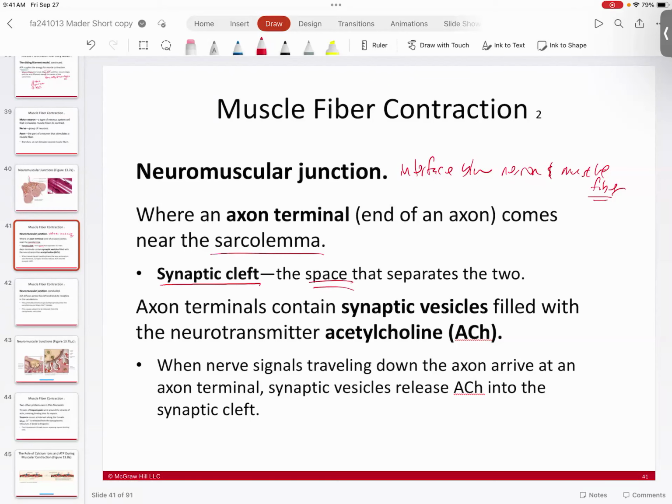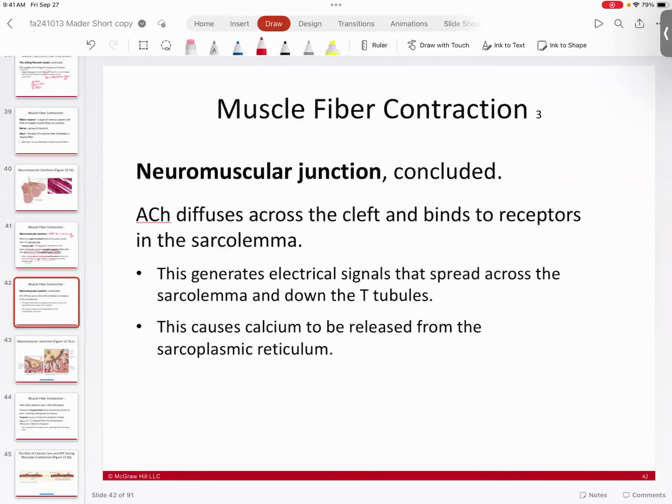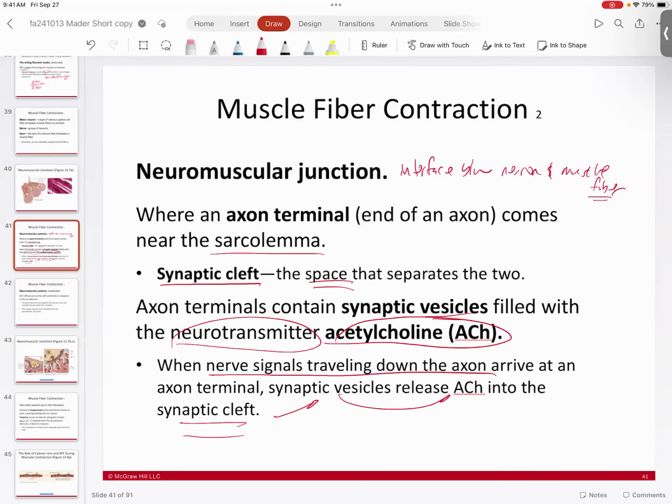So what happens then is that these axon terminals have little vesicles called synaptic vesicles, and they are full of neurotransmitter. In this case, the neurotransmitter is acetylcholine. This is basically the one for contracting muscles. So when a nerve signal goes down the axon and arrives at the axon terminus, it signals those synaptic vesicles to release acetylcholine into the synaptic cleft. And the acetylcholine then carries the message to contract to the sarcolemma.